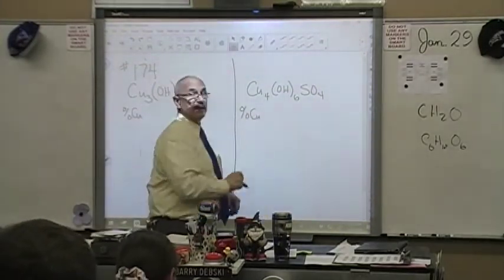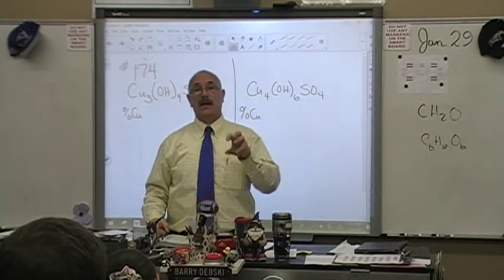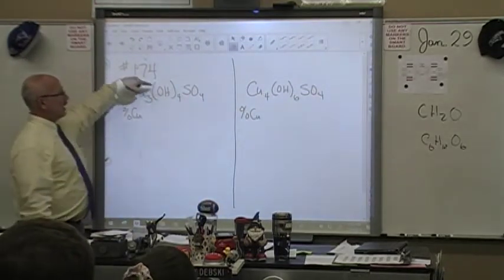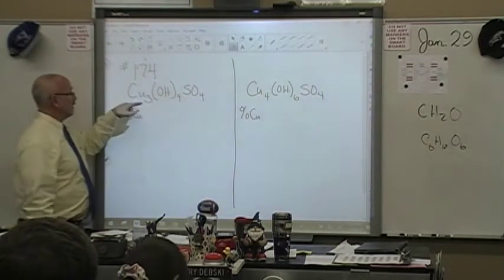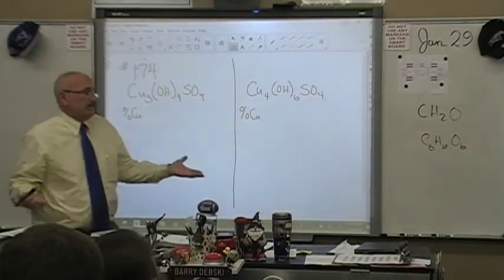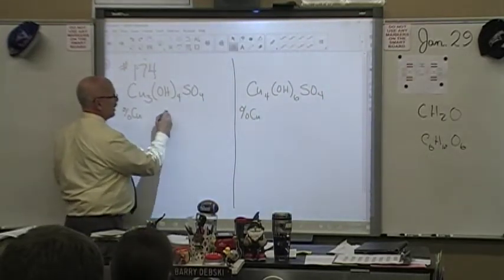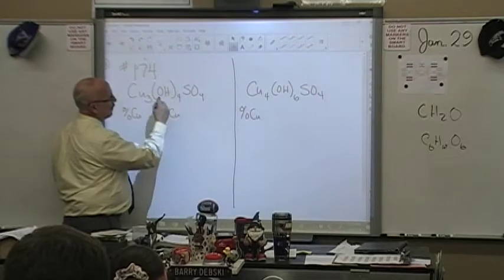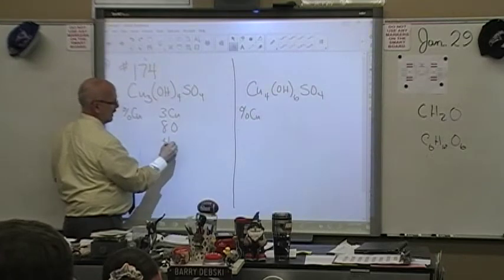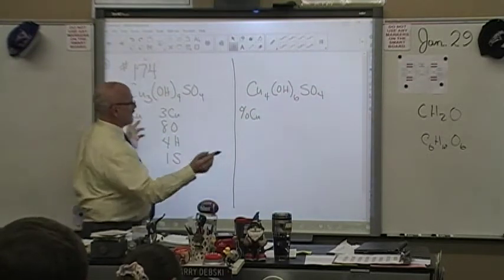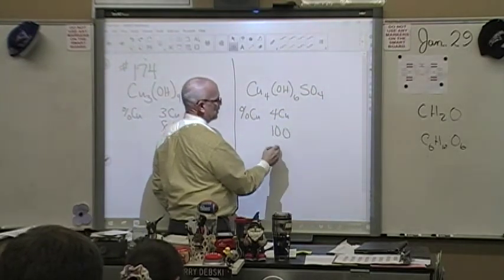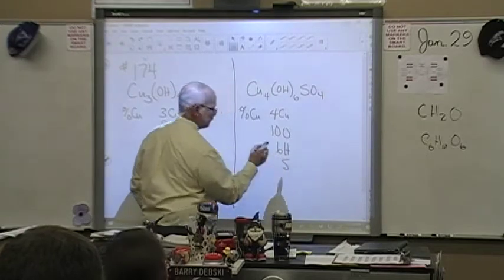So this goes all the way back to something we did last Wednesday in class. What is the percent composition of a compound? In order to do so, we need to figure out the molar mass of the whole thing, and then divide 3 coppers' worth by the total. Remember, percent composition is part divided by the total. So first thing, we'll add up 3 coppers, 4 plus 4, 8 oxygens, 4 hydrogens, and 1 sulfur. And over here, we're going to do exactly the same thing, but we've got 4 coppers, 10 oxygens, 6 hydrogens, and 1 sulfur.